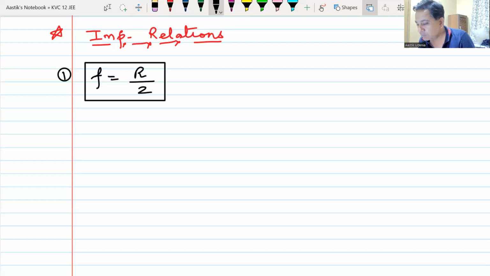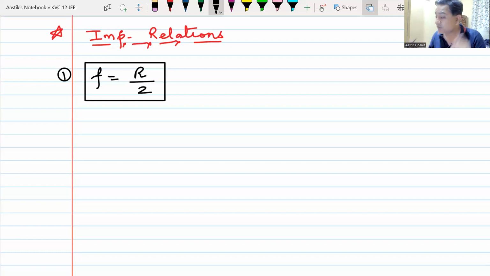For paraxial rays. Yes. So remember that. It is only valid for paraxial rays, and it is also valid when the aperture is small. It is only valid for paraxial rays and when the aperture is small. Will you remember this? Please don't forget it.